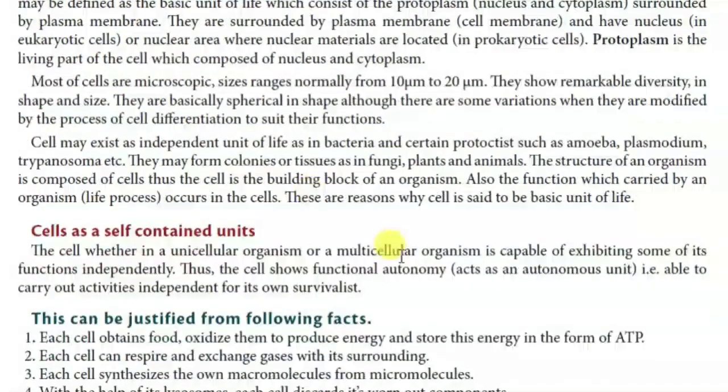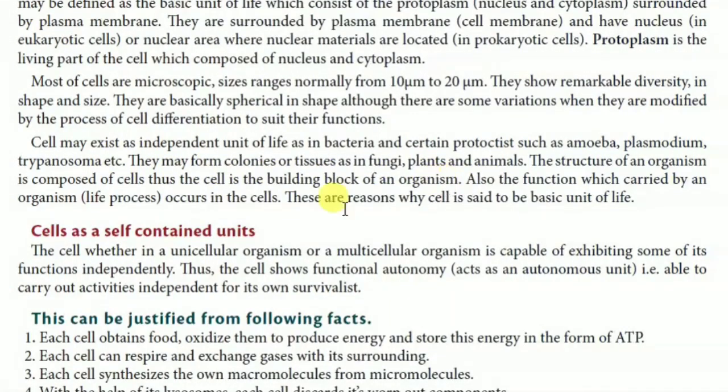Cell may exist as independent unit of life as in bacteria and certain protists such as amoeba, plasmodium, and trypanosoma. So they may form colonies or tissues as in fungi, plants, and animals. The structure of an organism is composed of cells. Thus, the cell is the building block of an organism.